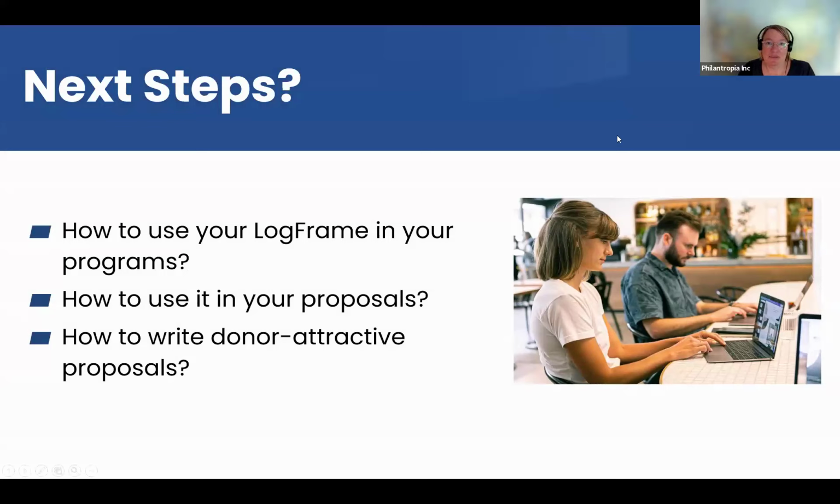Yeah, and with this, we come to the end of this presentation. I think now you know how to fill out the full log frame. You know how to use it in your proposals. Well, it's a good base for it, because then obviously the narrative of your proposal would have to follow the logical framework and would have to follow all those steps.